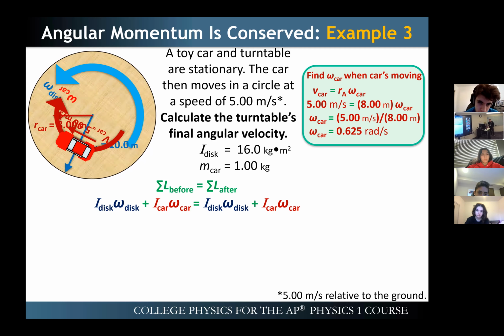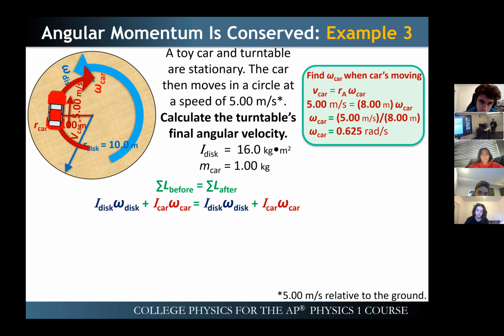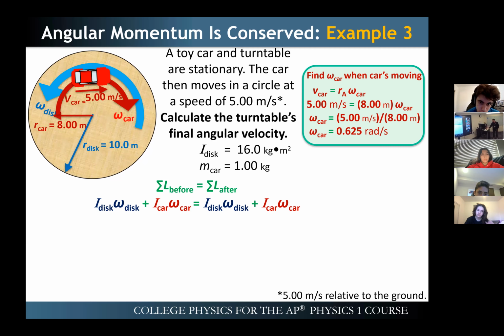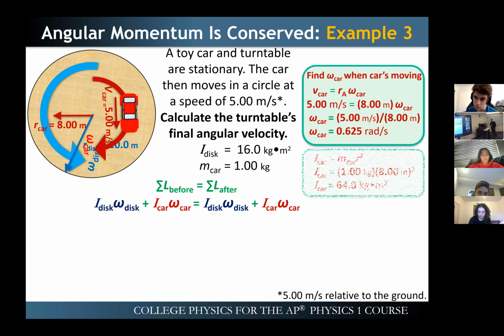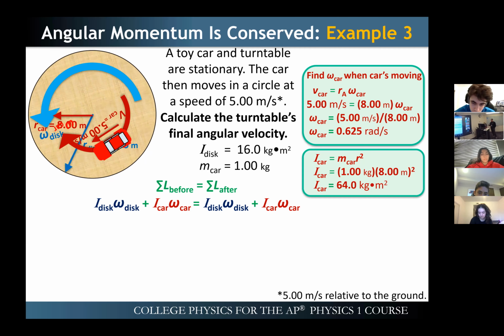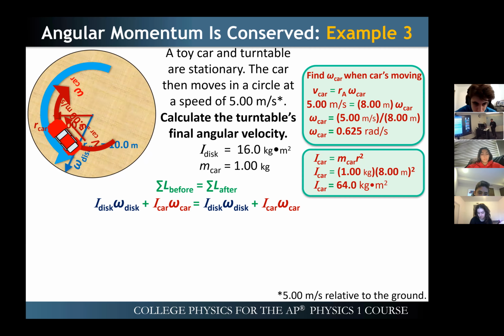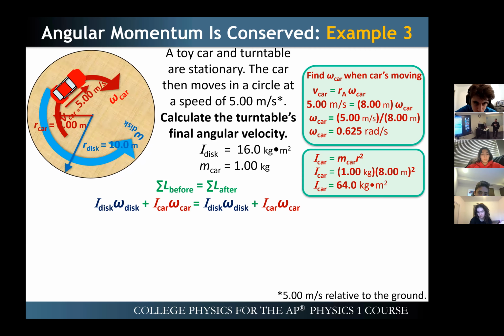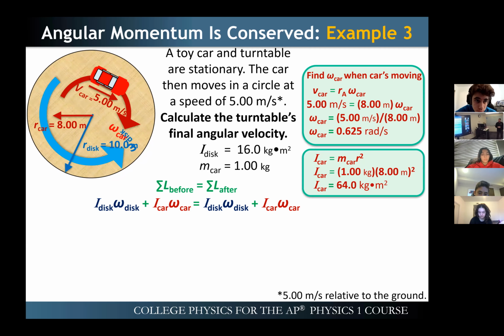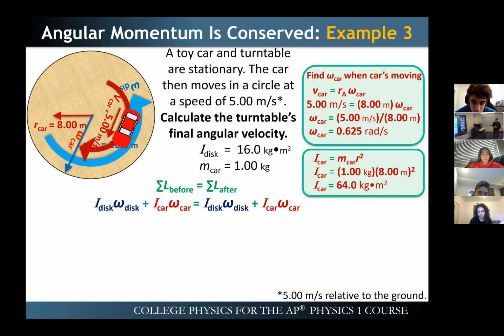What is the I equation for a particle? MR squared. So to find the I value for the car, we just take its mass of 1 kilogram, which was given, times its radius from the center squared, so 8 squared. So the I value for the car is 64 kilogram meters squared.